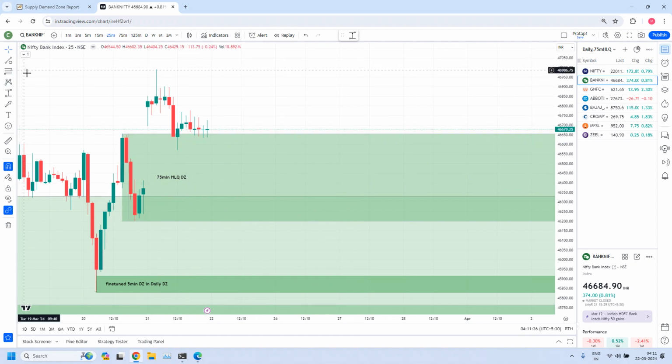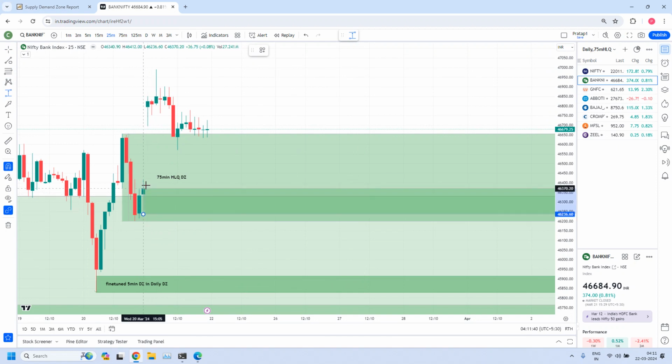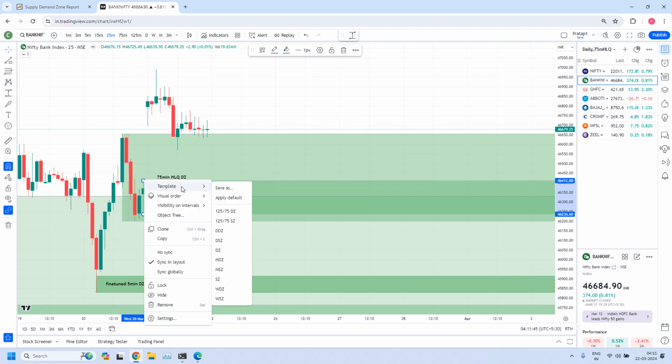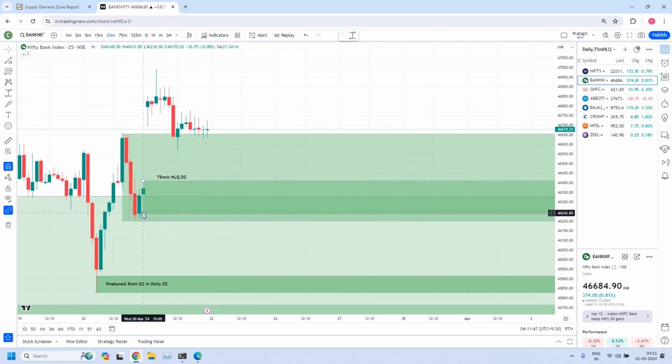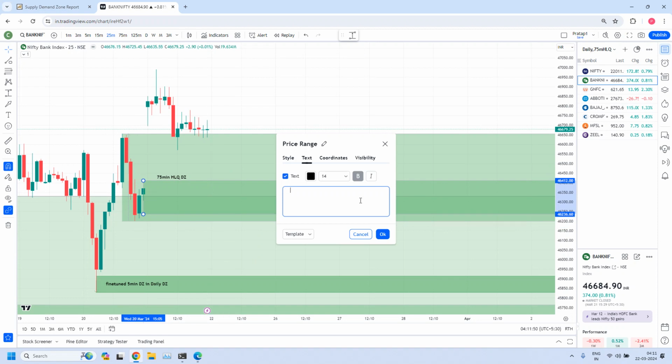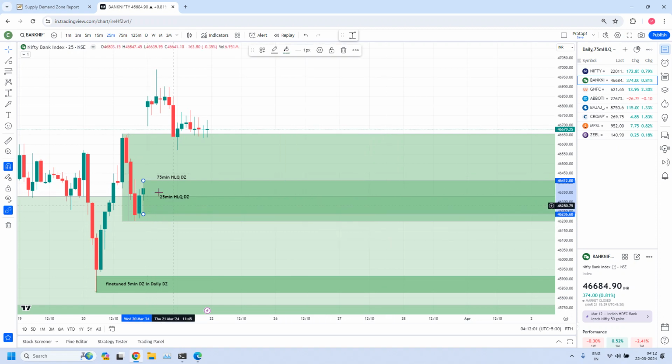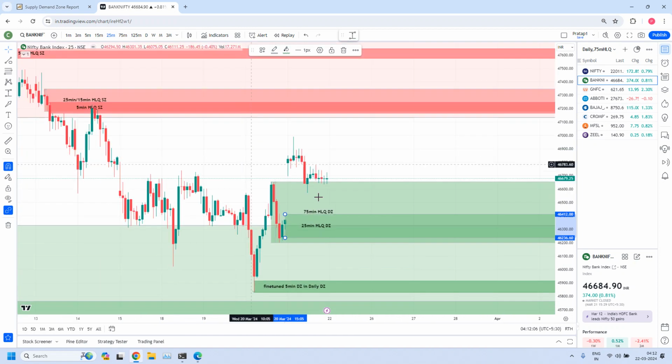So I am drawing a zone, a 25 minutes demand zone. Let me mark it as a 25 min high liquidity demand zone. So probably this will provide trading opportunities in the coming days. But still we need to fine tune at the 15 minutes or 5 minutes level.